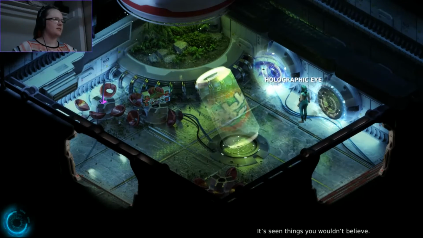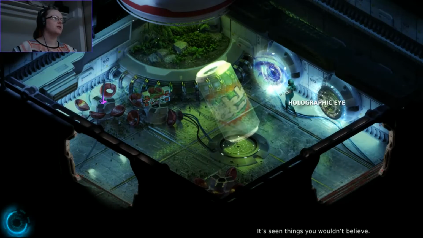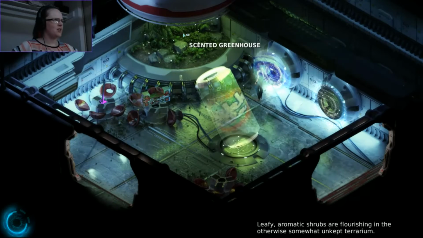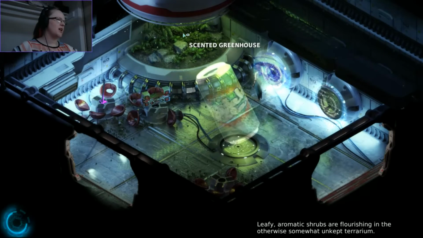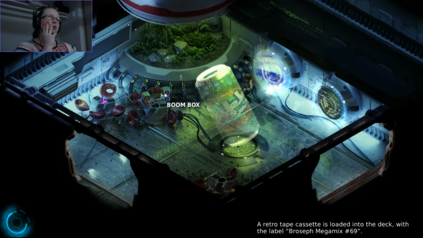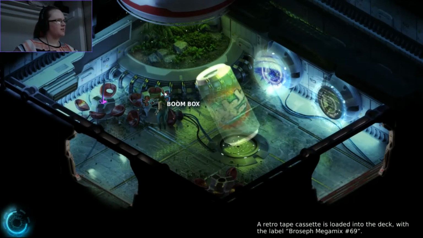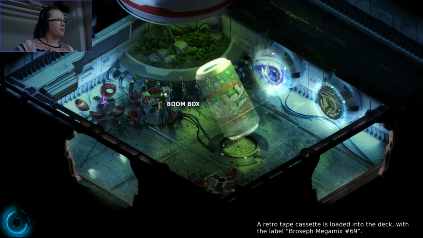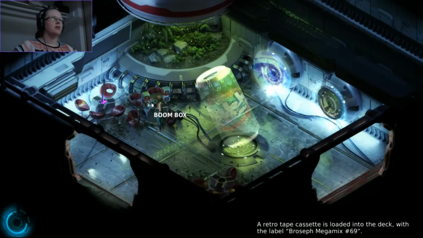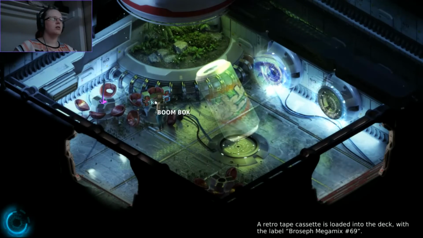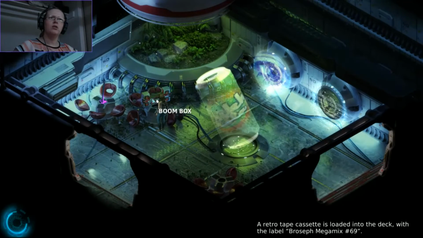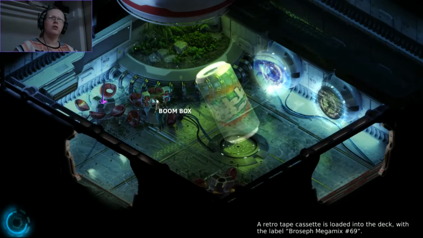Holographic eye. It's seen things you wouldn't believe. Scented greenhouse. Leafy, aromatic shrubs are flourishing in the otherwise somewhat unkempt terrarium. Okay. Boombox. A retro tape cassette is loaded into the deck with the label Brosif Megamix 69. Can I get a Joseph? Yeah, the beat goes on. Don't forget your free autographed photo of me. Sealed with a kiss.